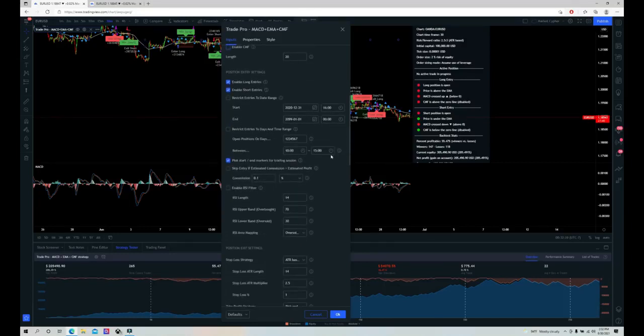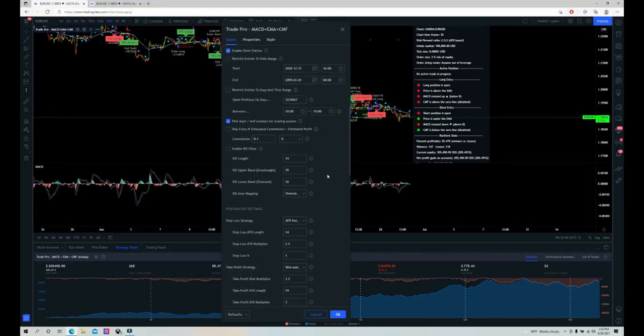We have a few simple things, like if you want it to only take longs, only take shorts, or take both. You can restrict to a certain date range to test it on. You can restrict to certain times of the day that you want to test it on. You can have it skip entries if the commissions are greater than the estimated profit. And you can also have an additional filter with the RSI.